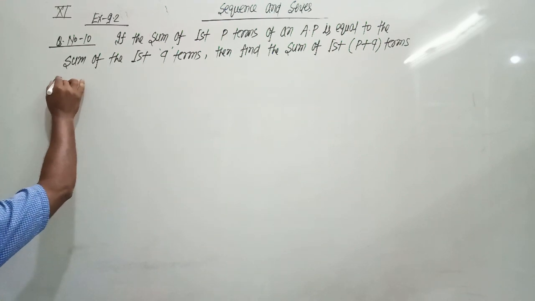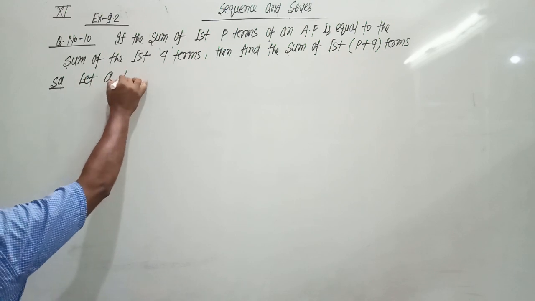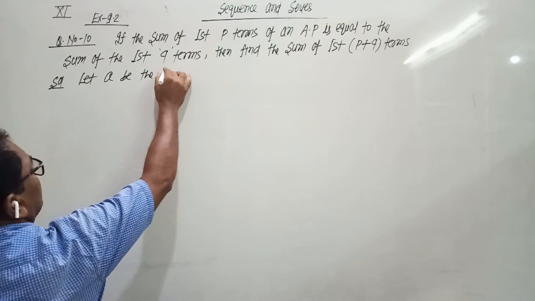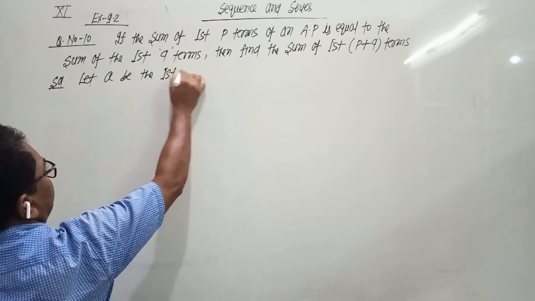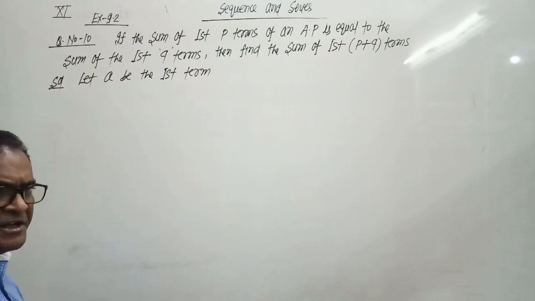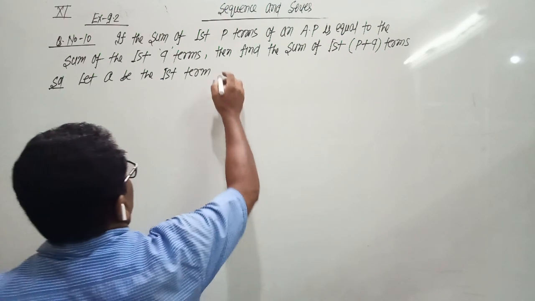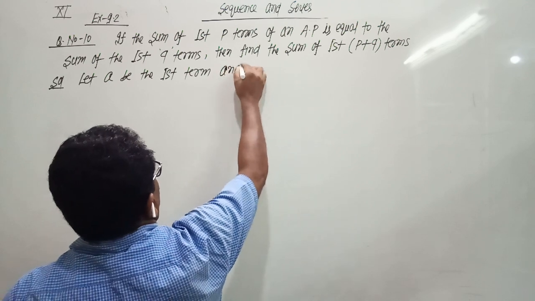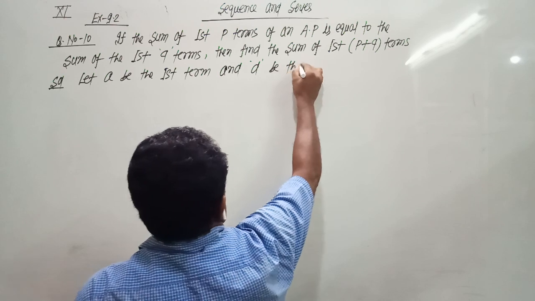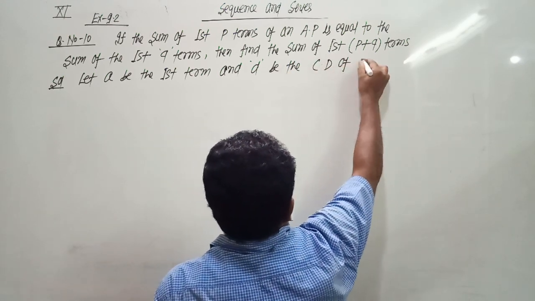So we suppose that let A be the first term and D be the common difference of an AP.